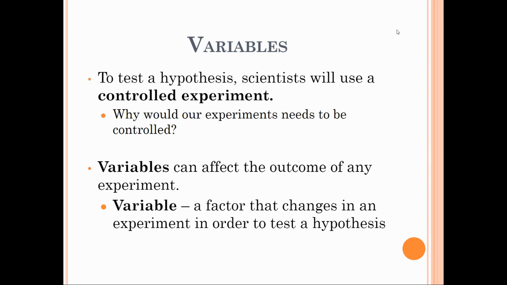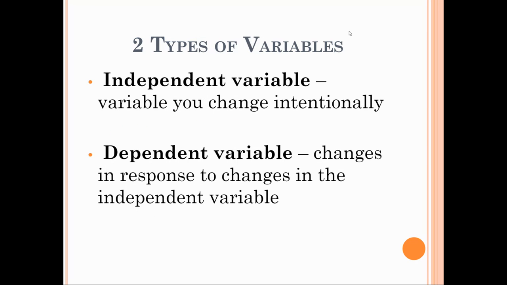Variables can affect the outcome of any experiment. A variable is a factor that changes in an experiment in order to test a hypothesis. Say that again, okay? Remember, we focus a lot on vocab here. A variable is a factor that changes in an experiment in order to test a hypothesis. So there's 2 types of variables, the independent variable and the dependent variable. The independent variable, the best way I can define it, is the variable that you change intentionally. And think about what the meaning of the word intentionally is. You are consciously, physically making the decision to change something about a group.